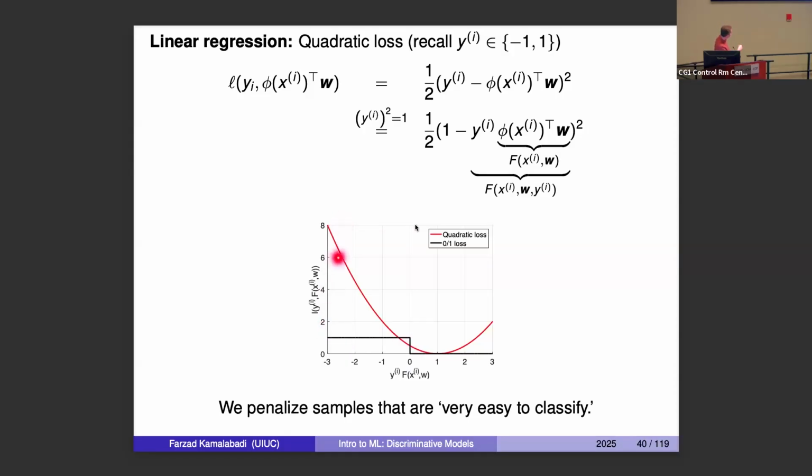But instead, this is what we have. What does it show? It shows that everything to the right of here, we are actually penalizing cases that are very easy to classify. So that's why linear regression is limited for this task.